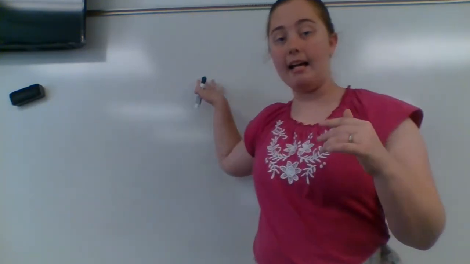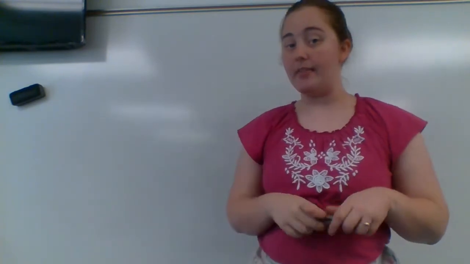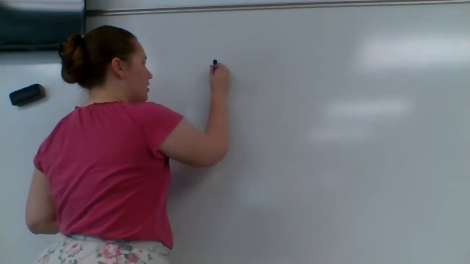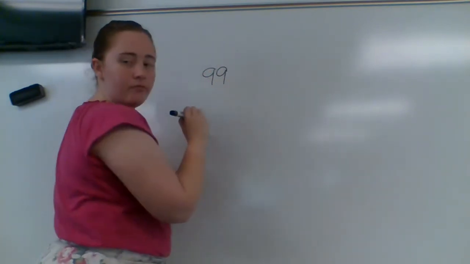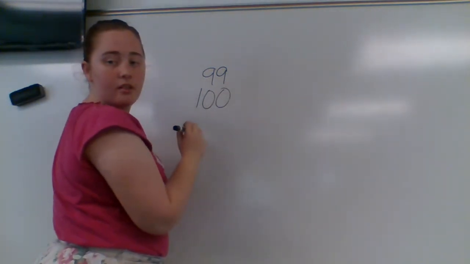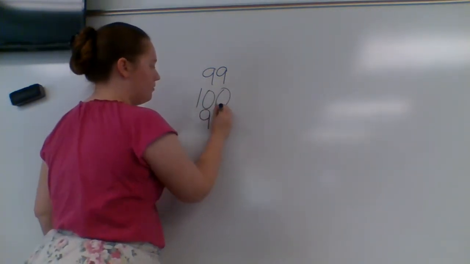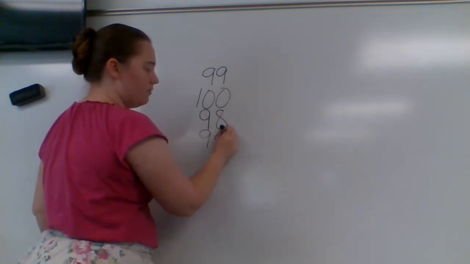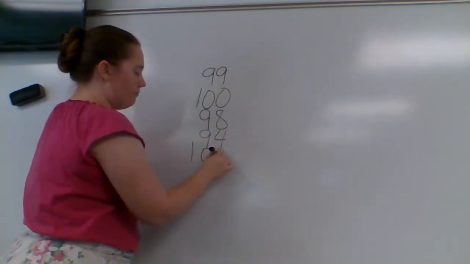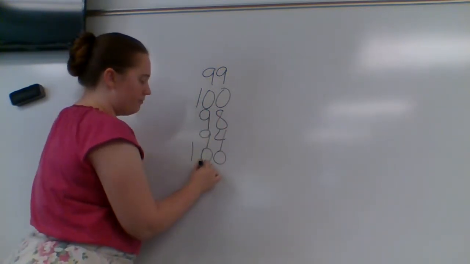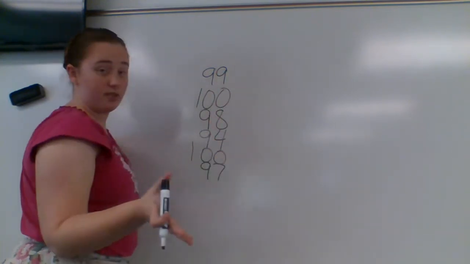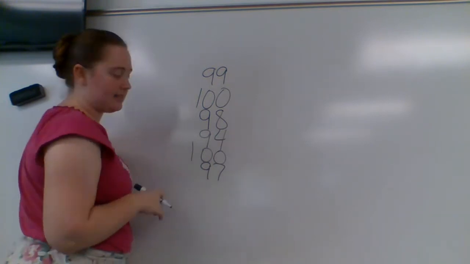So I need to add these numbers together, and then I need to divide them. Divide the answer, at least. So let's put these grades down. She got a 99. She got a 100. She got a 98. 94. And, a couple more. 100 again. And 97. 1, 2, 3, 4, 5, 6. So it looks like they took 6 spelling tests.